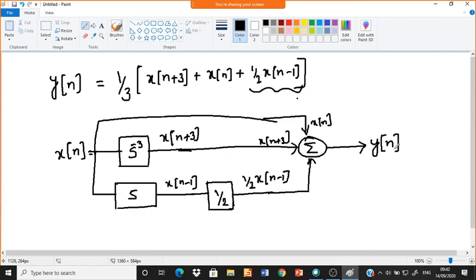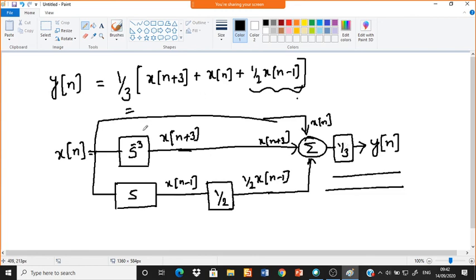Sir, that 1 by 3. Yes, sorry. Here 1 by 3 is there, no? So here we need to insert that 1 by 3 scaling. You have to pass it through the amplitude scaling of 1 by 3, and only then will you get y of n. Sorry, I didn't notice that. So this is how we will get the output y of n.